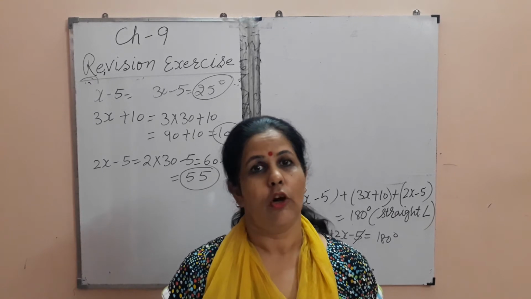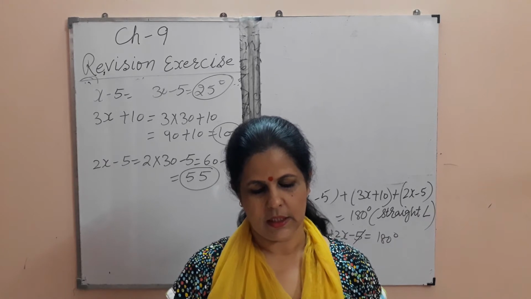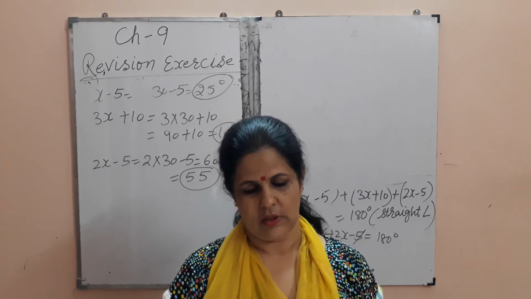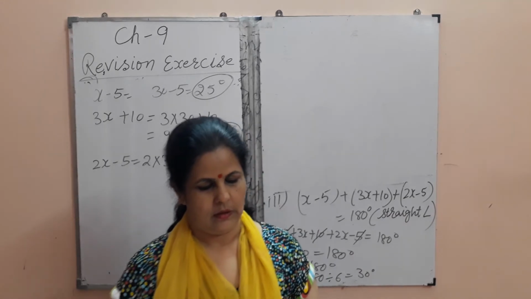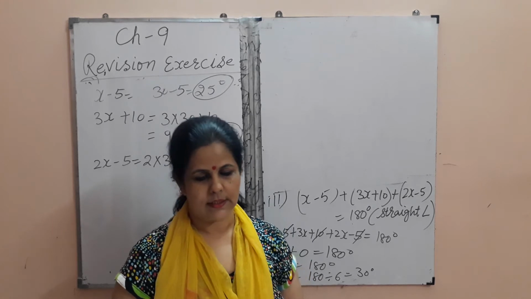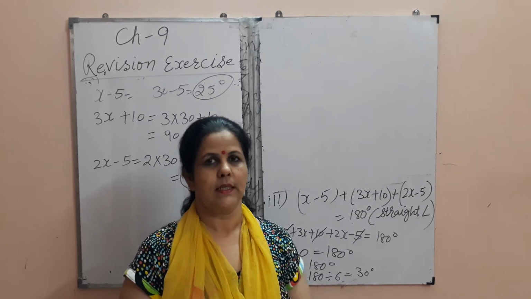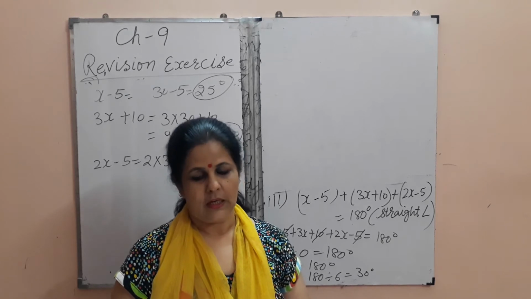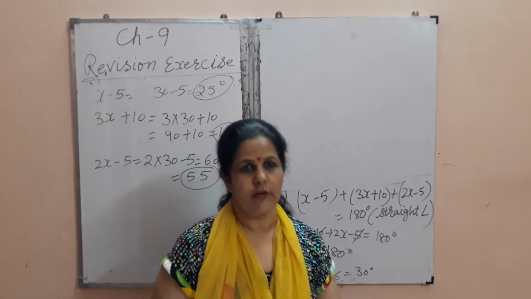This question we have already discussed in the exercise, so you will do it yourself. Question number 6. In the given figure, L parallel to M and N is a transversal. If angle 2 is 30 degrees, then find the other angles. Same way, you will do it as we have solved in the exercise. I told you in example number 6, and the same question was in the exercise also, question number 5. Same way we will do question number 6 of the revision exercise.